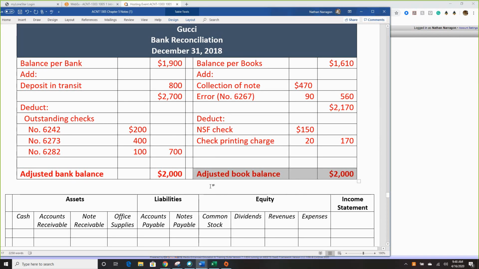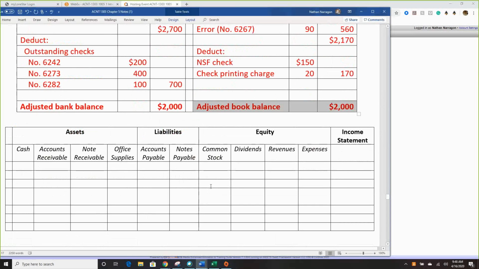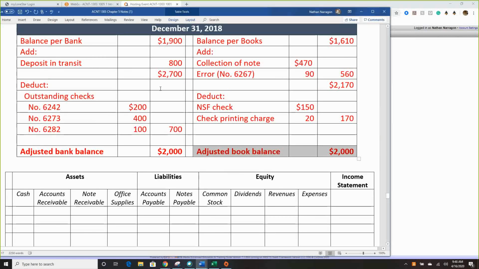We are perfect. Next, we have to do our tabular. So which side do we do the tabular on? Do we do it on the bank, or do we do it for the books?